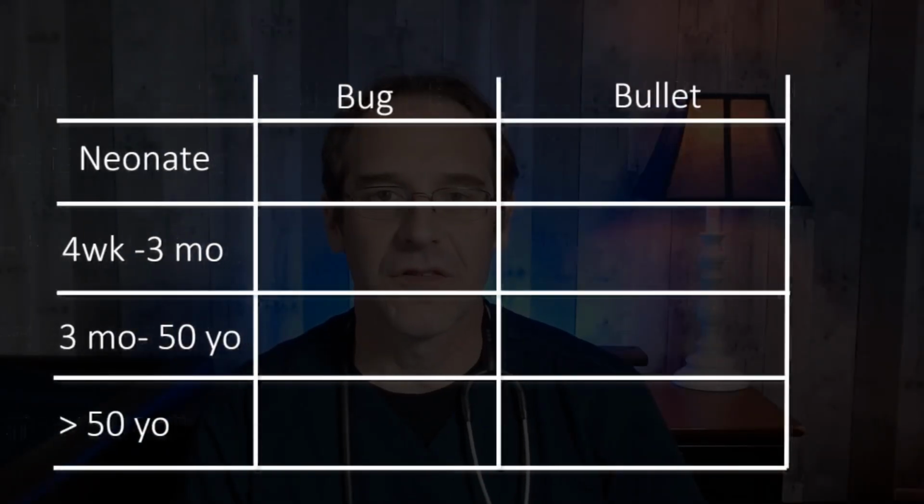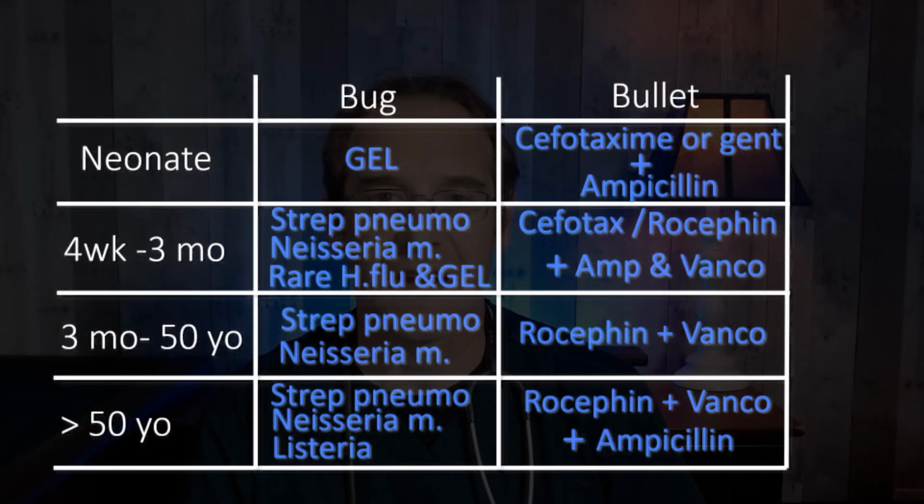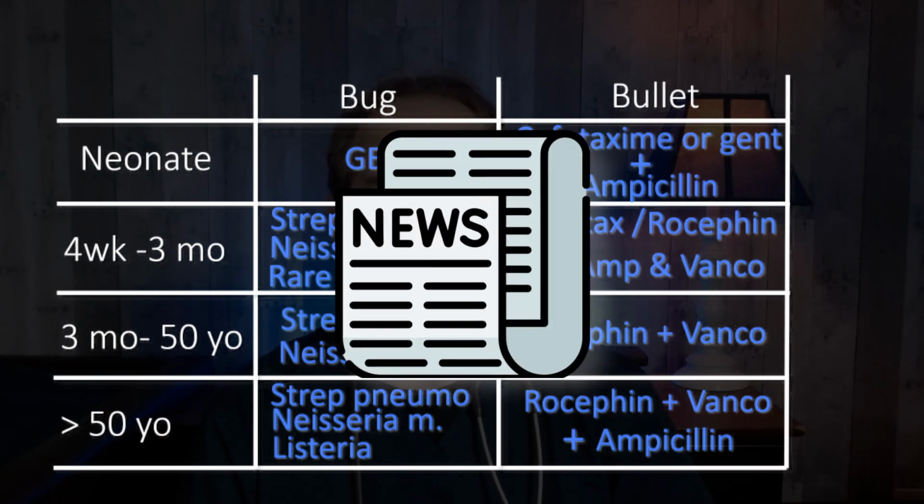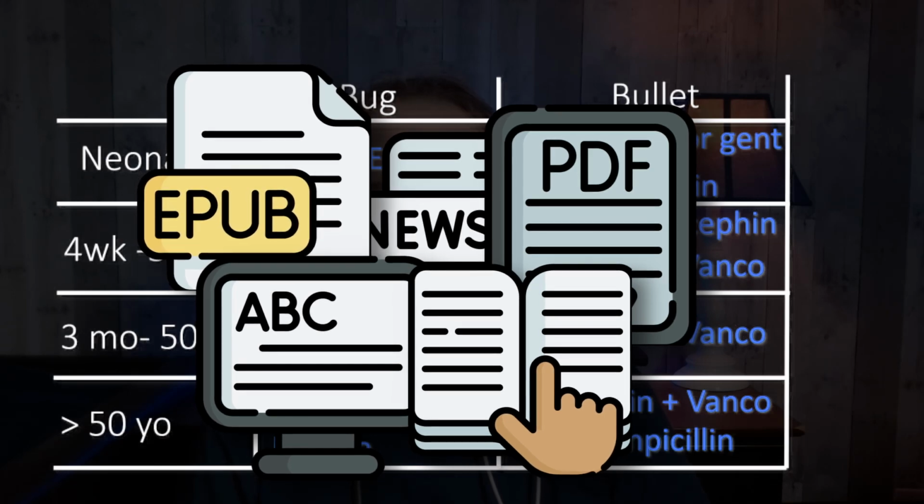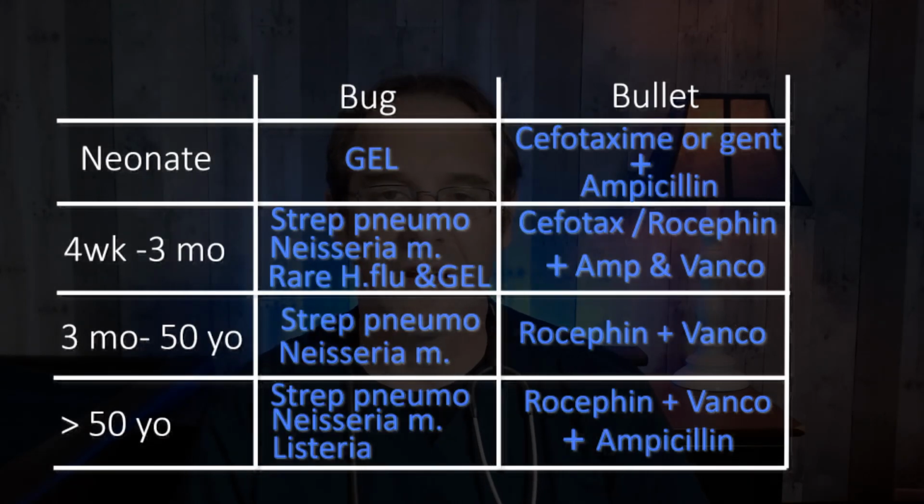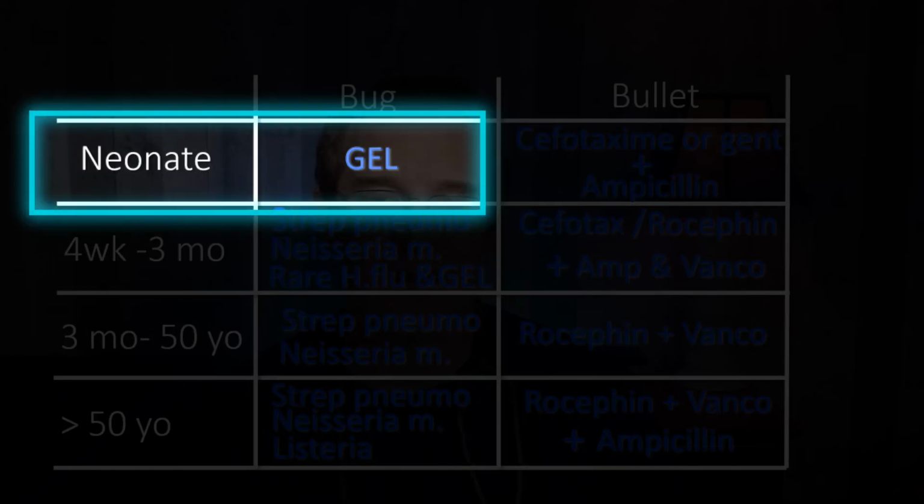When thinking about the specific bacterial etiologies that cause meningitis and the medications that treat them, it is important to note that these change based on the age of the patient. This table shows the classic bugs and drugs used to treat meningitis based on age. However, it's important to note that these things change, so it is important to keep up with the most current literature when treating meningitis.